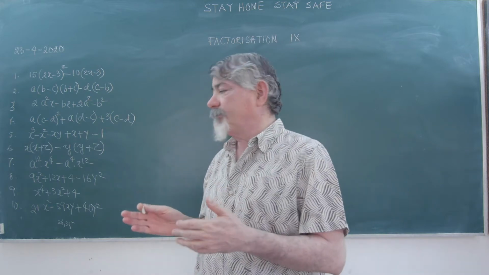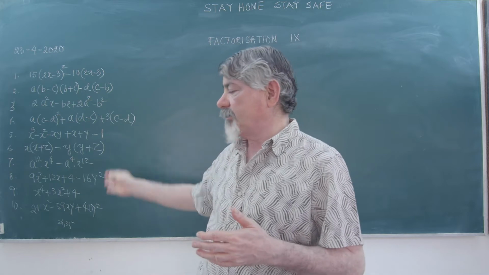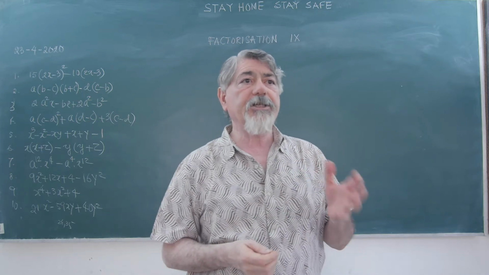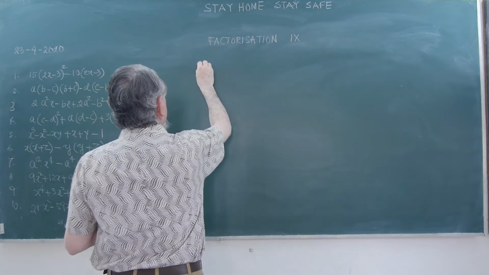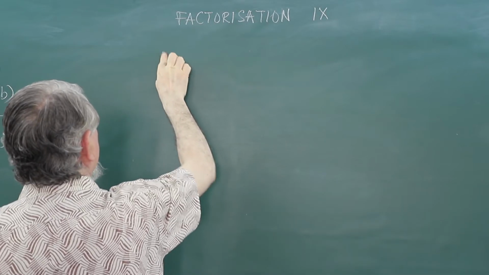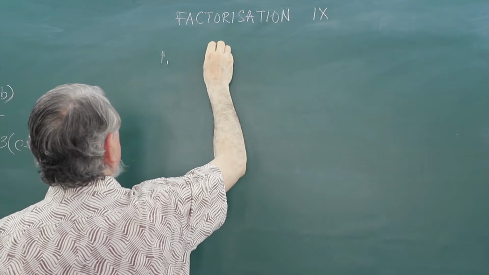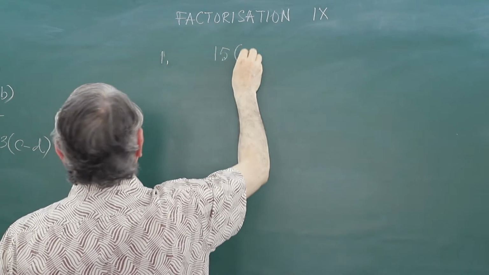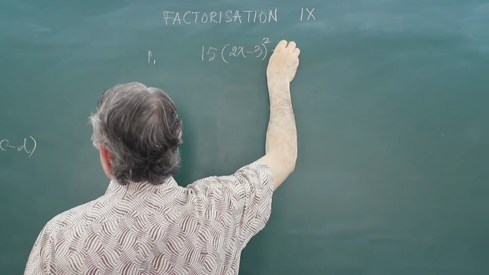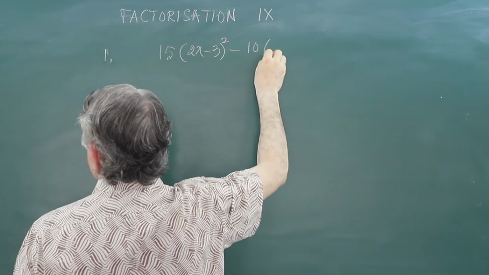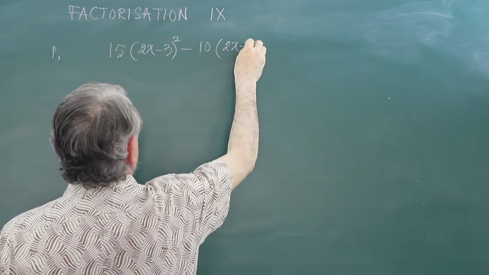Today I'll pick out some problems. I have picked out about 10 problems for you, which are of miscellaneous forms. Let us look at question number 1, that is 15 into (2x minus 3) whole square minus 10 into (2x minus 3).